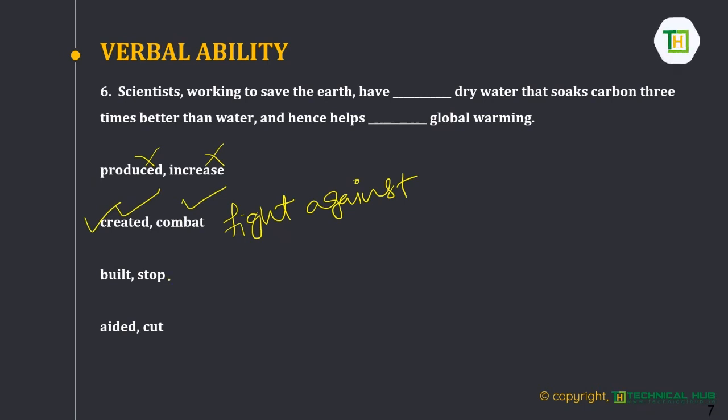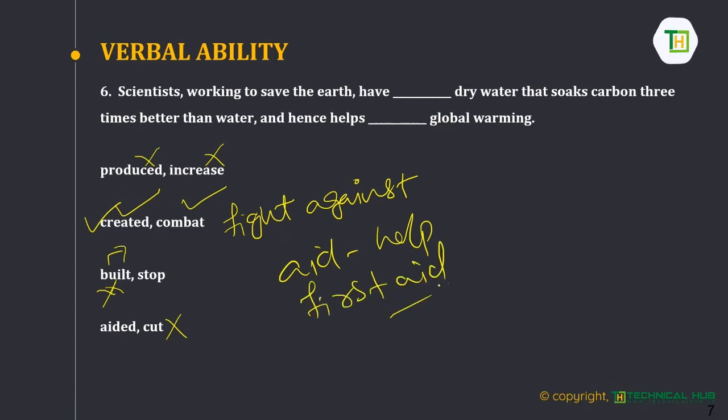Built. How will they use build? We use it only for buildings or monuments, so you cannot use it. Next, aided, and cut. Cut global warming. Can we use cut for global warming? No. Aid means support or help, or we use it as first aid box, first aid kit. So remember this: aid means support or help.